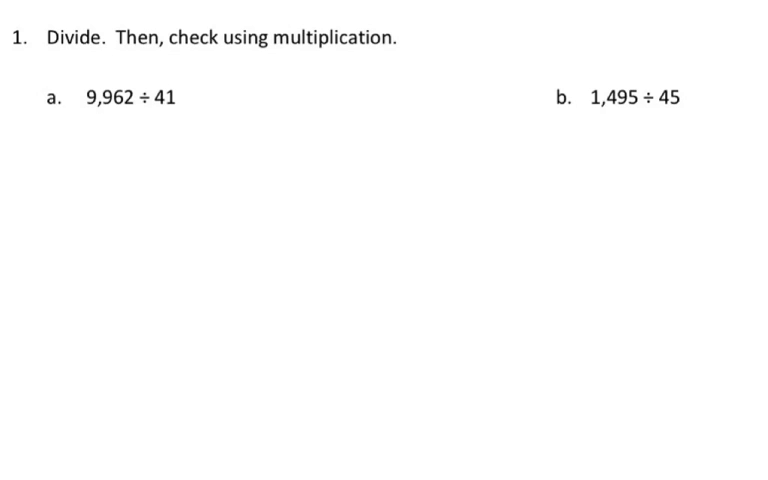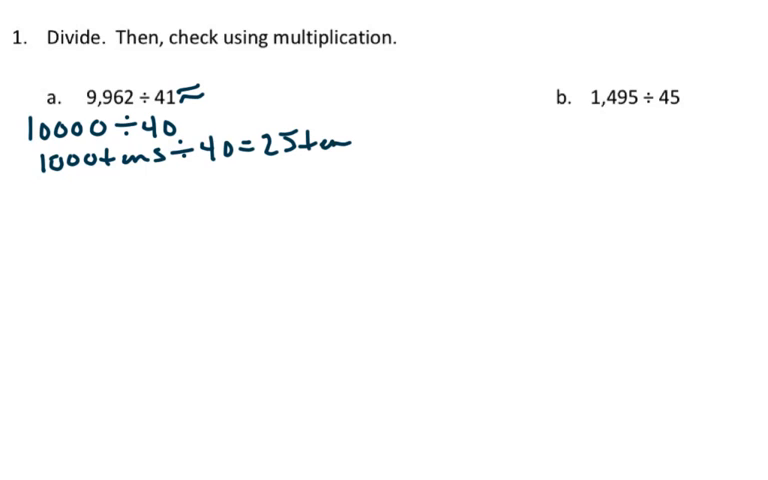So if I'm going to do my estimate first, I have 10,000 divided by 40. And that's 1,000 tens, divided by 40, which is going to give me 25 tens, or 250. Okay, so this is my estimate. So I know the quotient should be around 250. Okay, I'm just going to erase that just to make some room here.